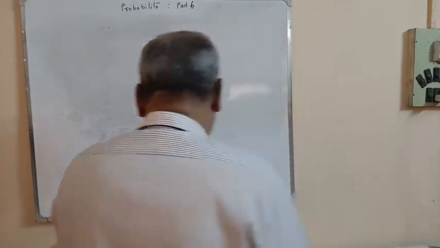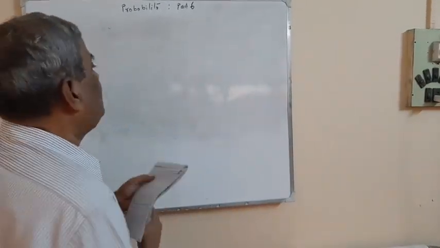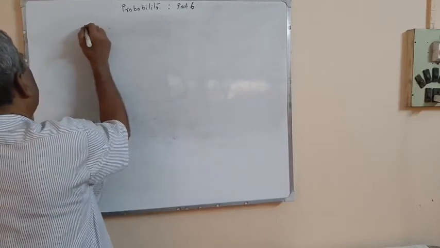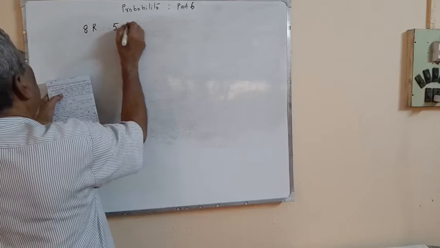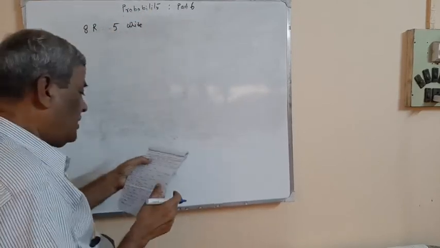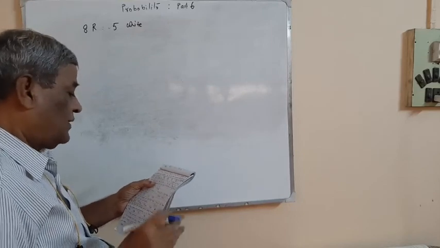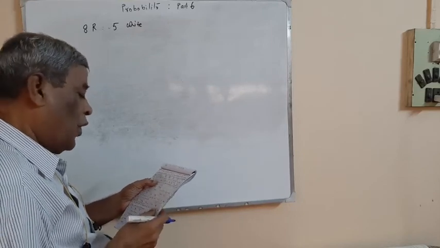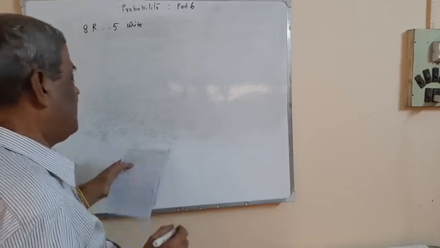Our first problem today is: a box contains 8 red balls and 5 white balls. 3 balls are taken at random. The probability that the balls are of both colors.